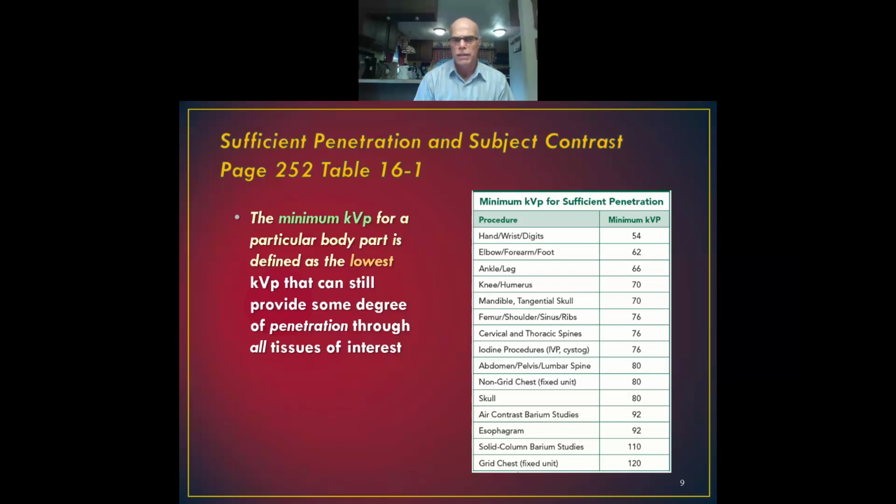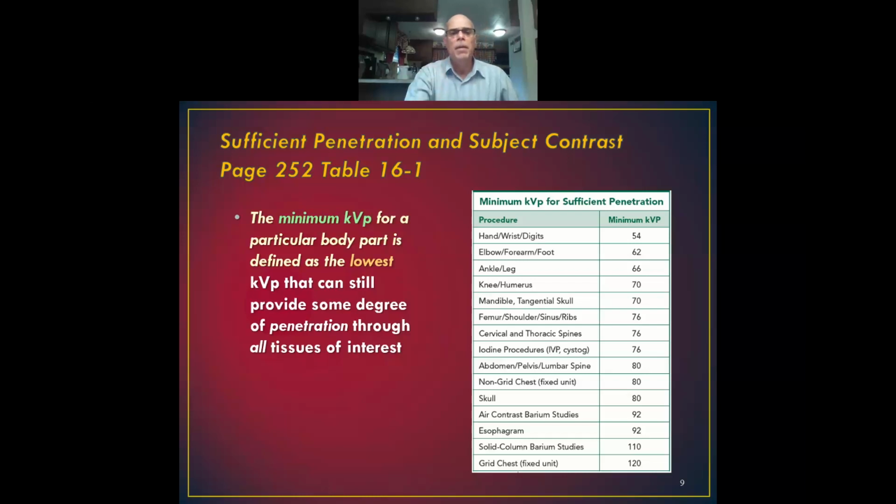On page 252, there's a table, 16.1, and it tells you that the minimum kVP for a particular body part is defined as the lowest kVP that can still provide some degree of penetration through all tissues of interest. You're always going to try to penetrate the most dense part of the anatomy that you're imaging. So if you're doing a finger, obviously we have to have penetration through the bone. The bone has to have that trabecular pattern in order for us to say that it has sufficient penetration and that it shows good subject contrast.